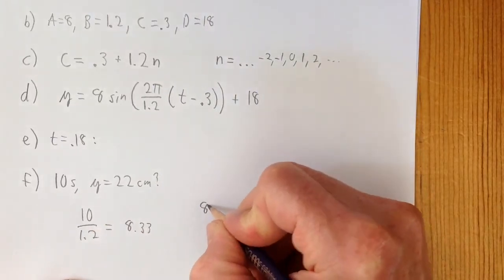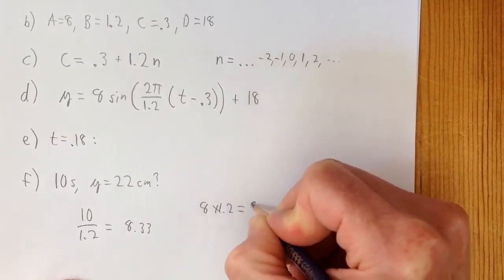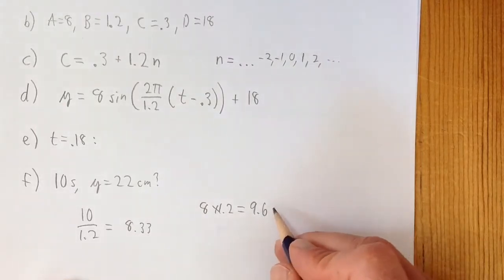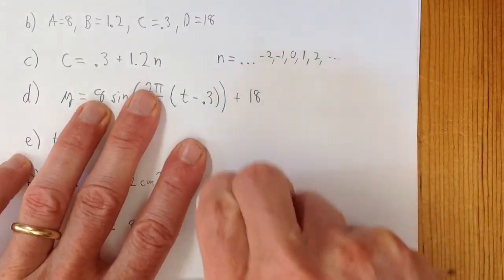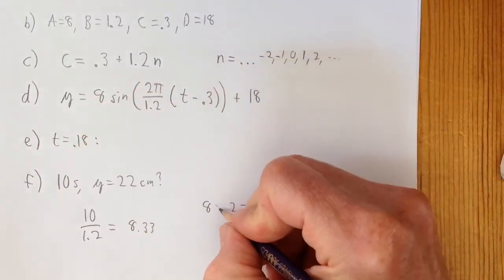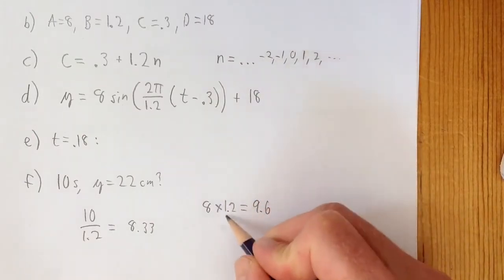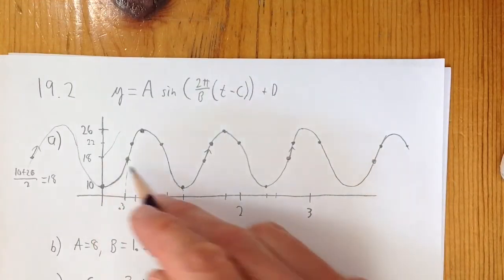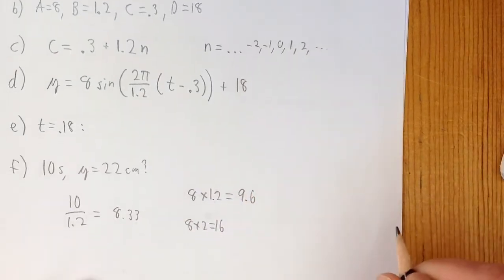So we know we have 8 full ones, and 8 times 1.2 is 9.6. So we're going to have that extra 0.4 seconds. That's the tricky part. Will we have one in that extra 0.4 seconds? Every one of those 1.2-second cycles has 2, one on the way up and one on the way down. So we know we're going to have 8 times 2, which is 16. We know we're going to have at least 16.